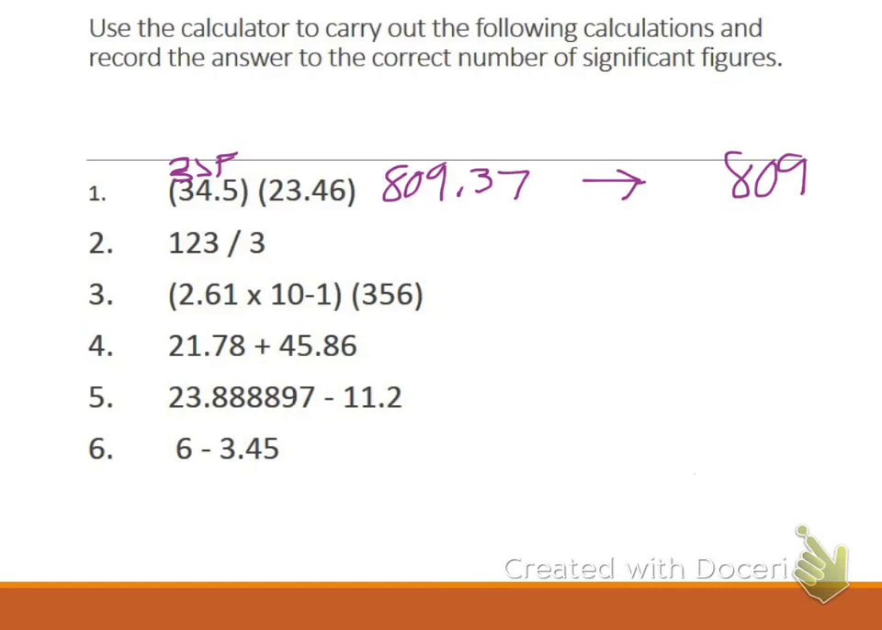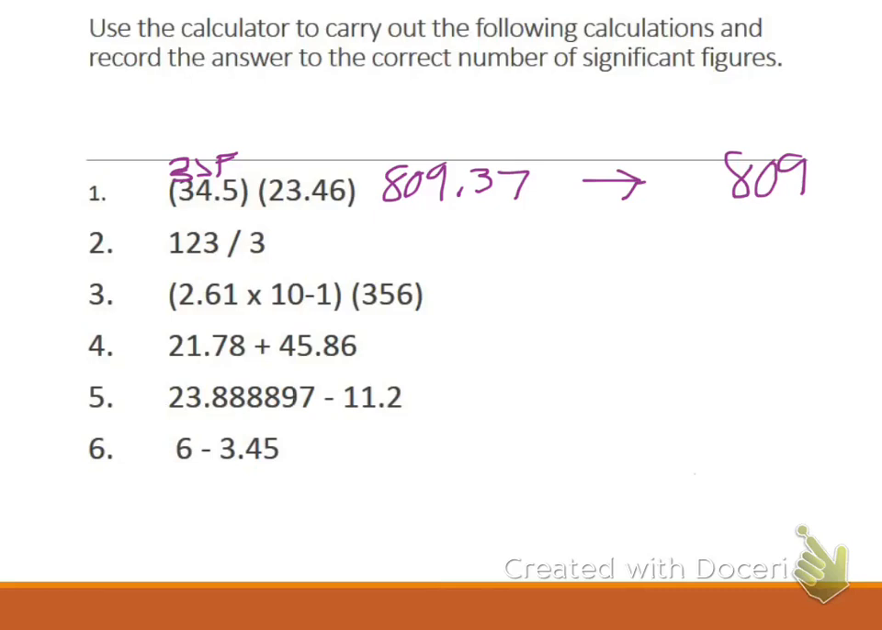Wait, why would you put a point after the 809? Because it's not necessary. If it was like 799, you only really need to do that. You only need to do that if it's a 0, to make it exact. It's already exact this way. 809 exact.